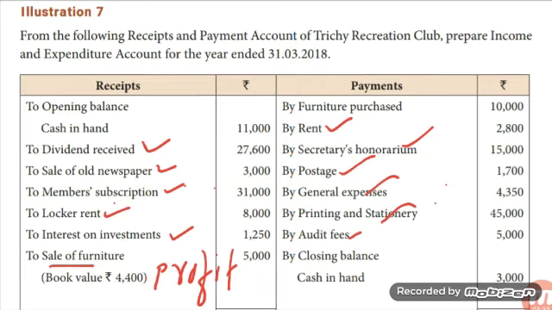Next, postage, revenue payment, to postage 1,700. Next, to general expenses 4,350. Next, to printing and stationery 45,000. Next, to audit fees 5,000. Children, what is the next item? Closing balance of cash in hand. You need not take closing balance of cash in hand in income and expenditure account.